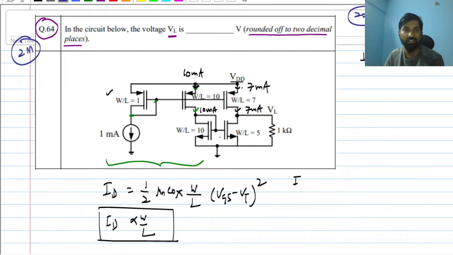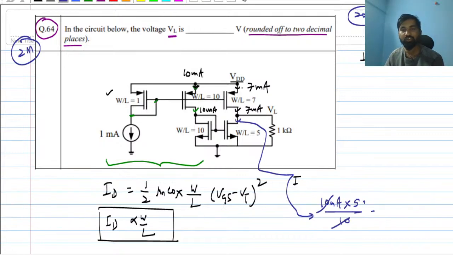So again, this current through this transistor, they haven't put the name of the transistor, they have just given the different aspect ratios. So this current through this transistor, let me write here, is going to be 10 milliampere into 5 upon 10. So 10 gone, it will be 5 milliampere only. So 5 milliampere current will be flowing through the W by L equal to 5 transistor.